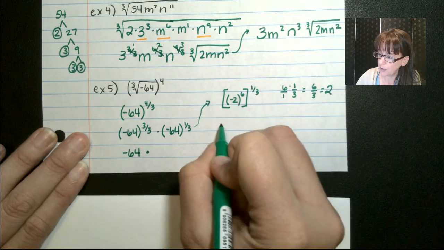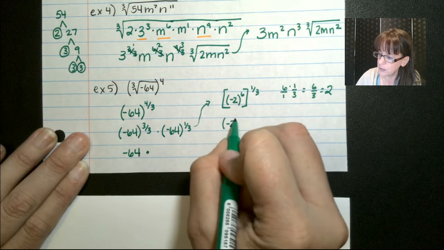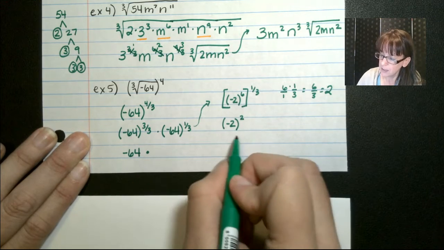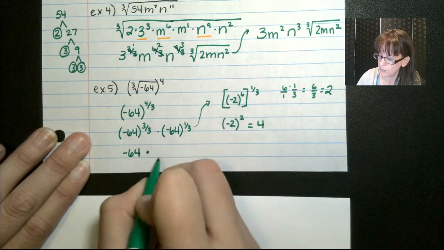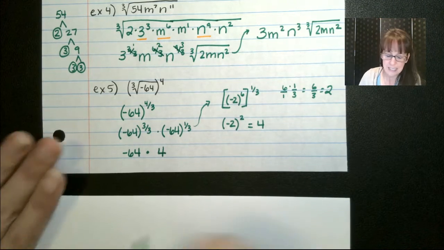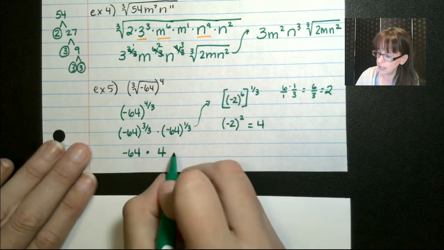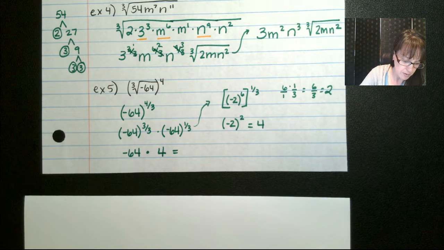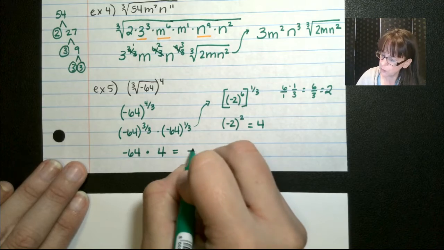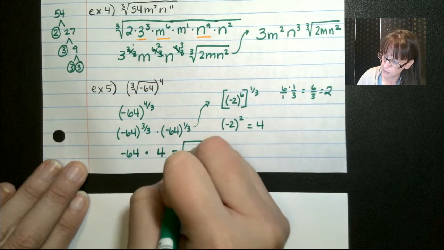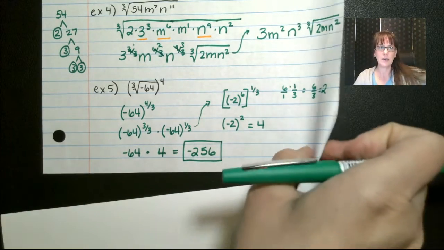So this guy all right here is negative 2 to the 2nd power. Negative 2 to the 2nd power, that's positive 4. So we have negative 64 times positive 4. So negative 64 times 4 ends up with negative 256 is our final answer for this guy. Okay, so let's take a look at another one here.